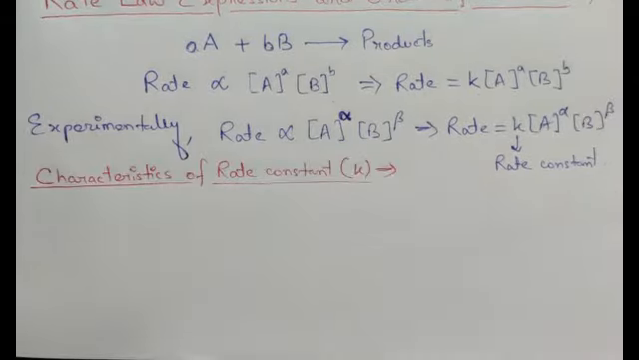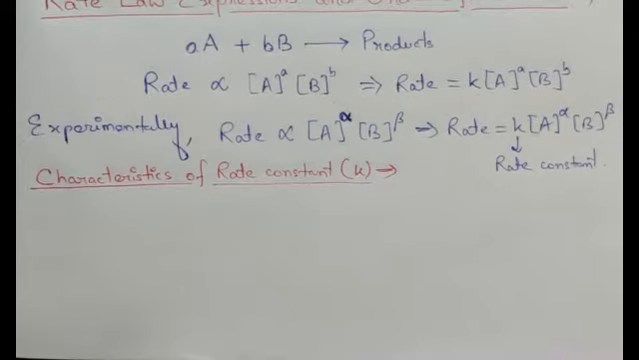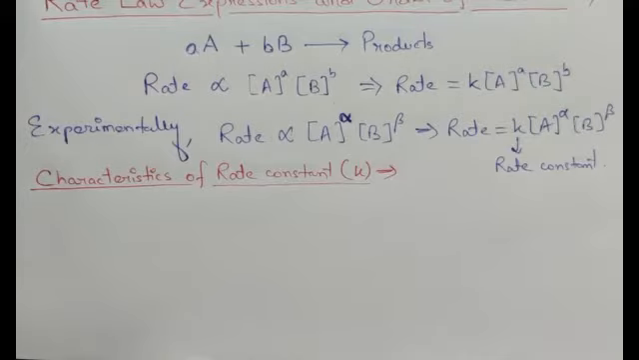See, rate constant is a measure of the rate of reaction. That means greater is the value of rate constant, faster is the reaction. So first we can say that the main characteristic of the rate constant is that it is the measure of the rate of reaction.